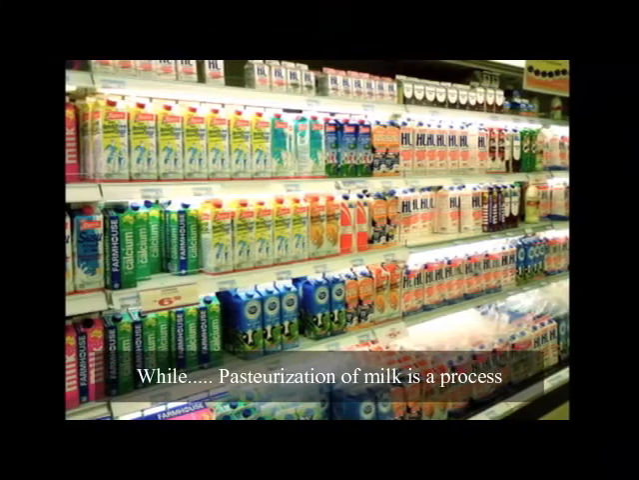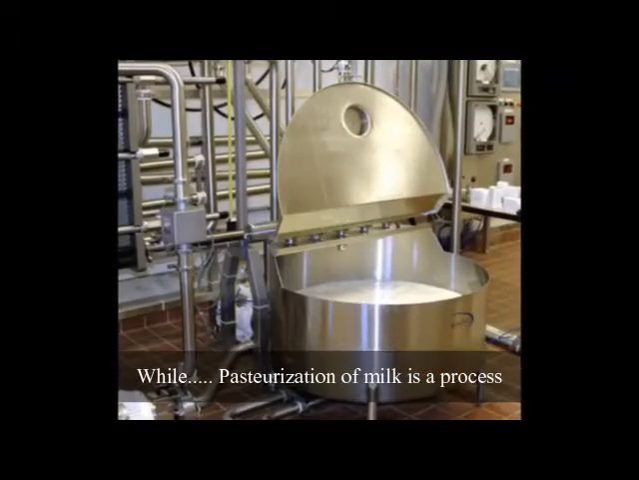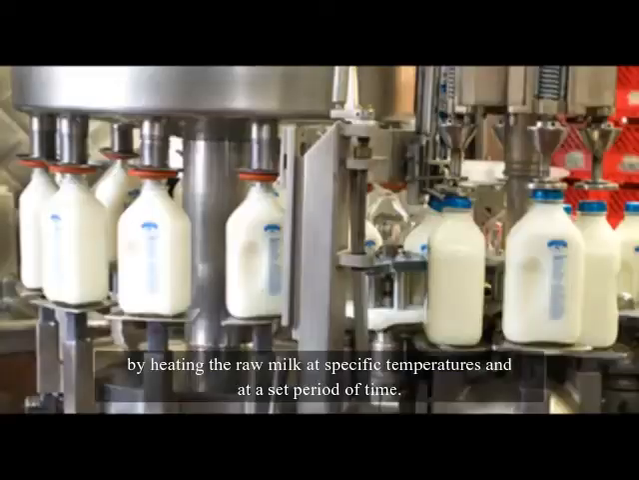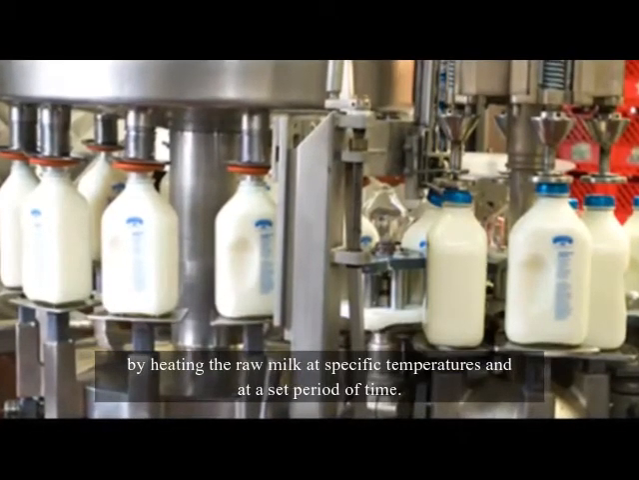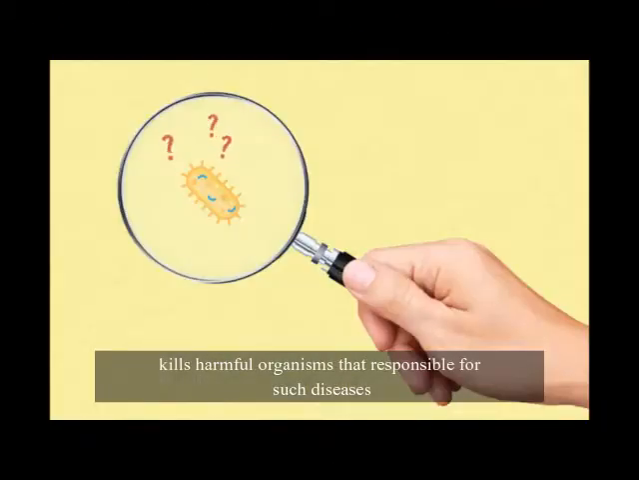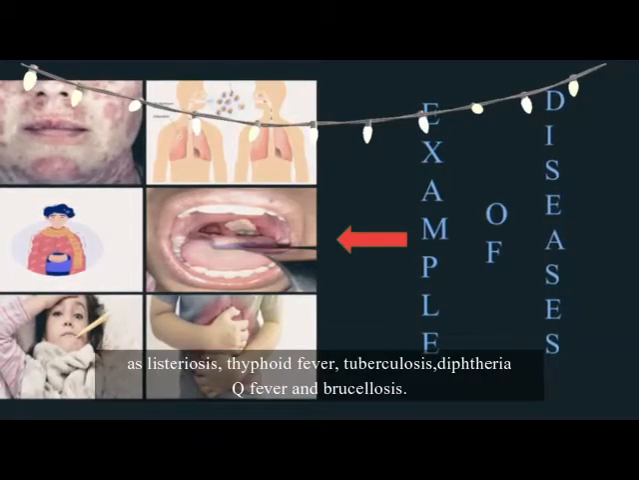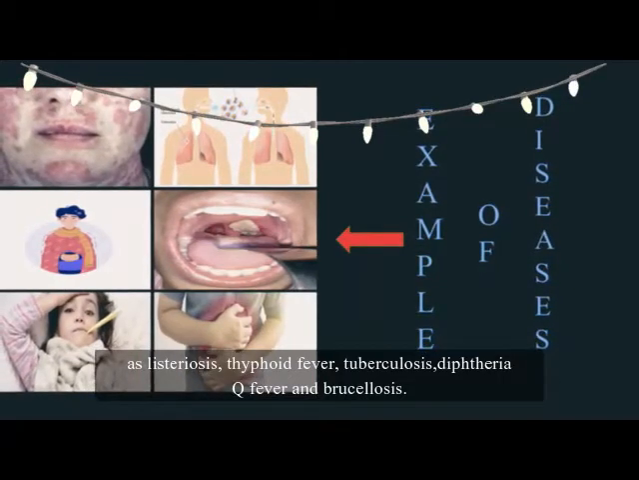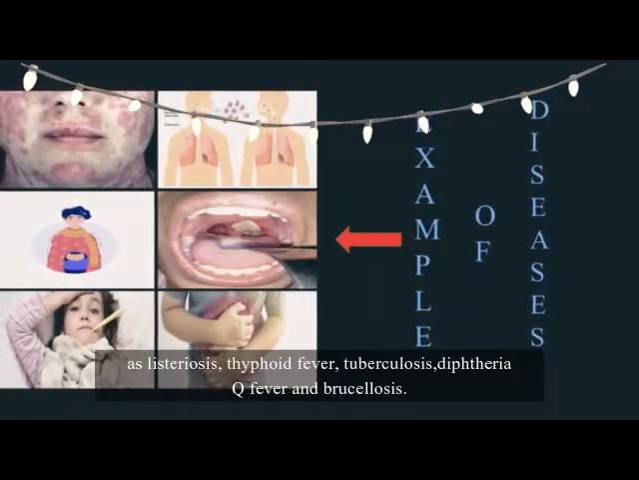While pasteurization of milk is a process to kill harmful bacteria by heating the raw milk at specific temperatures and for a set period of time. Pasteurization of milk also kills harmful organisms that are responsible for such diseases as listeriosis, typhoid fever, tuberculosis, diphtheria, Q fever, and brucellosis.